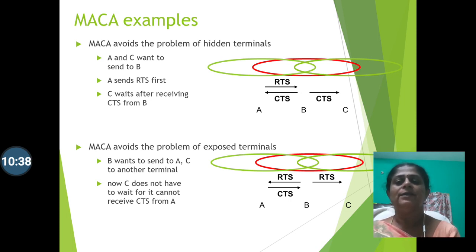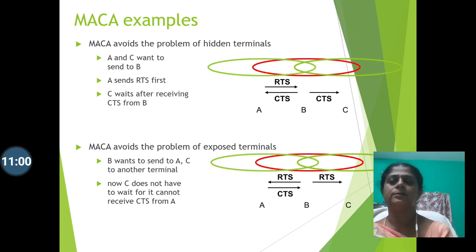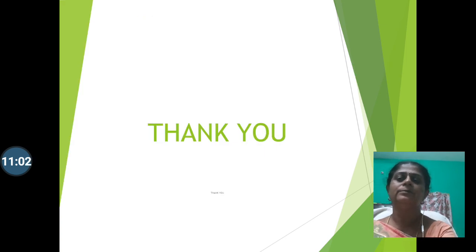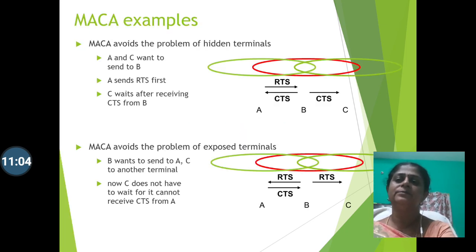So C will not have to wait for B or A or anybody to complete. C will carry on with its own conversation, and B and A will carry on with their own RTS and CTS and data, and C and D with an RTS and CTS between them and the data. So therein the exposed terminal problem is also solved with this method. Now, so that's it.